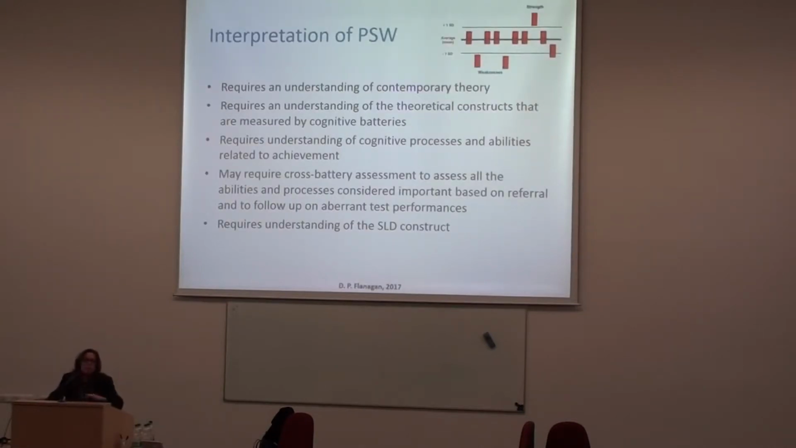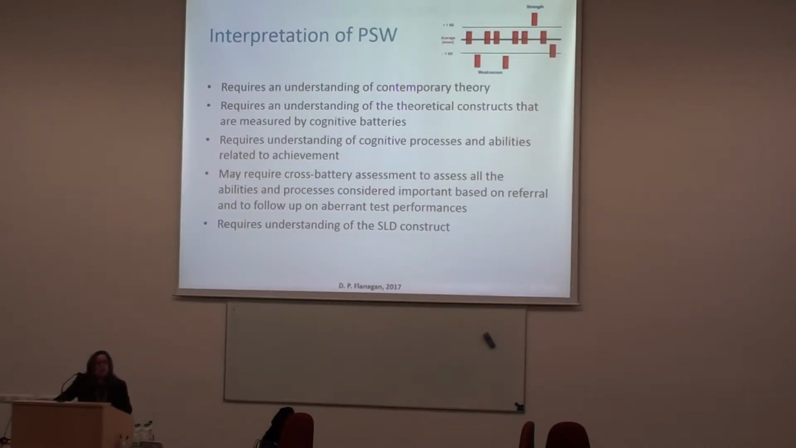So in order to interpret the output of an analysis of PSW, analysis of a child's pattern of strengths and weaknesses, it requires a lot of information. It requires an understanding of contemporary theory. It requires an understanding of the theoretical constructs that are measured by the tests that we use. It requires an understanding of the relationship between cognitive abilities and processes and specific academic skills. So how do the processes relate to those academic skills?